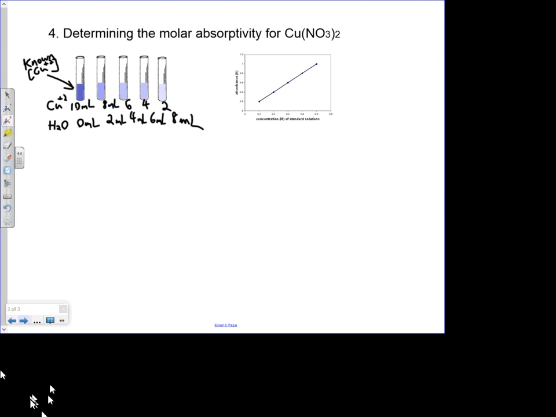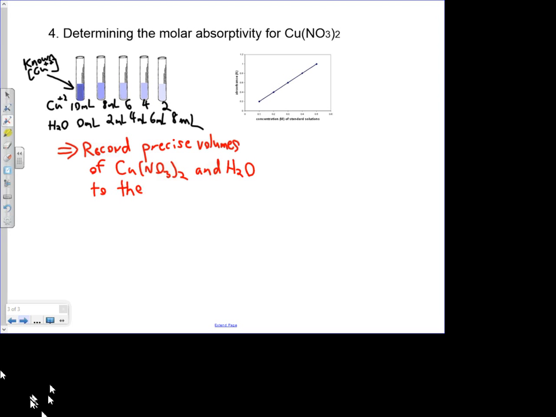So in order to do that, you're going to have to record the precise volumes of copper nitrate solution you use, and that's called a standard solution, and H2O, and you should be able to get 3 sig figs on that, so to the nearest 0.01 milliliter. So you're going to have to record the precise values.